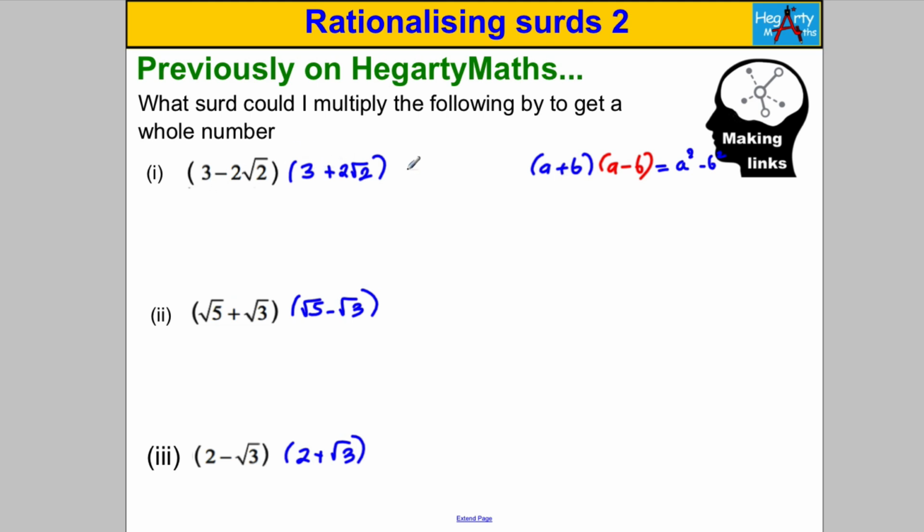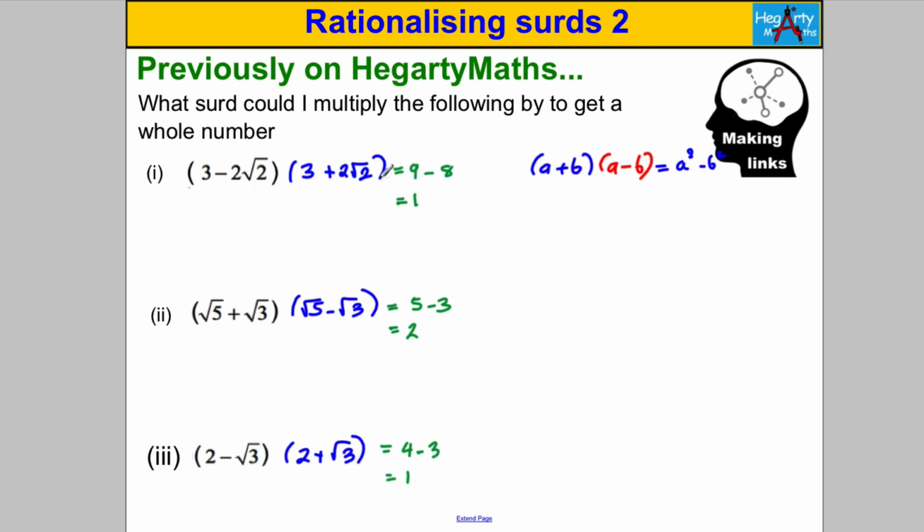Now 3 squared here is 9. We're going to take away 2 root 2 all squared. 2 times 2 is 4, root 2 times root 2 is 2, 4 times 2 is 8, so it will be 9 take away 8 is 1. Here we're going to get root 5 squared, which is 5, take away root 3 squared, which is 3, 5 take away 3 is 2, and the last one we're going to get 2 squared, which is 4, take away root 3 squared, which is 3, and we'll get the answer 1.